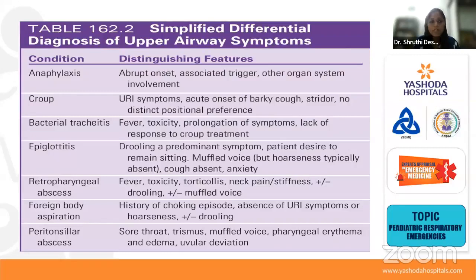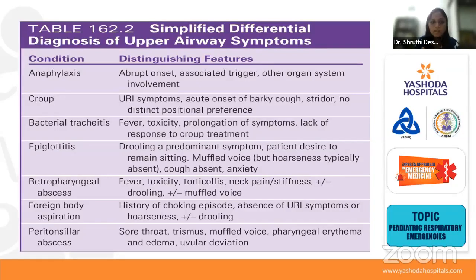Retropharyngeal abscess: a child will have high fever, toxic appearance, as well as torticollis. There will be neck pain. The child will be reluctant to extend the neck or to move the neck side to side. It is one of the signs of retropharyngeal abscess. Here, the treatment is the same: airway management, IV hydration, IV antibiotics.